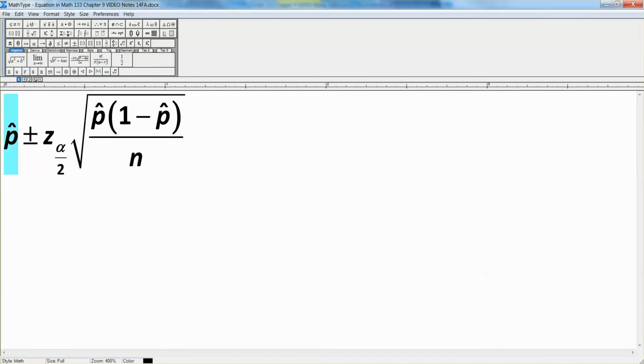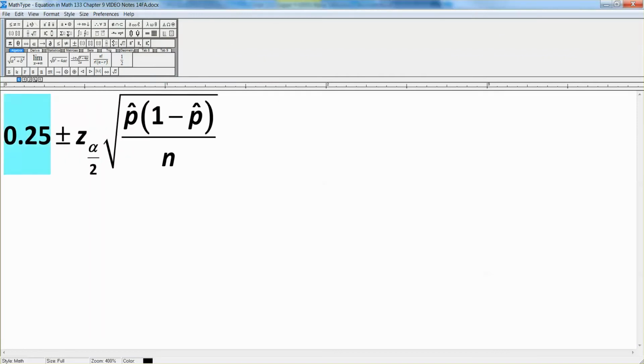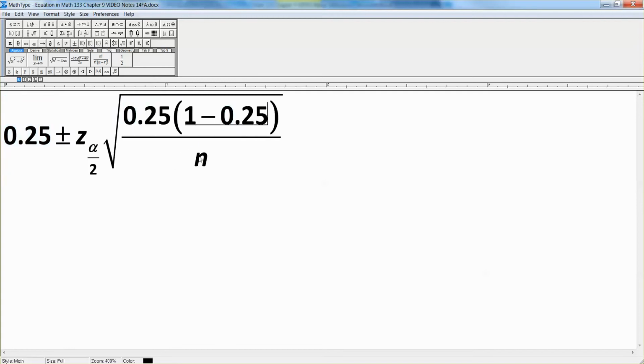Now p hat I know is 0.25. So wherever there was a p hat, I can put 0.25, 1 minus 0.25. And then n I know was 7, oh no, it was 120. That's what it was. 120. That was the number of beans in my little scoop. So what I have to do now is figure out the z.